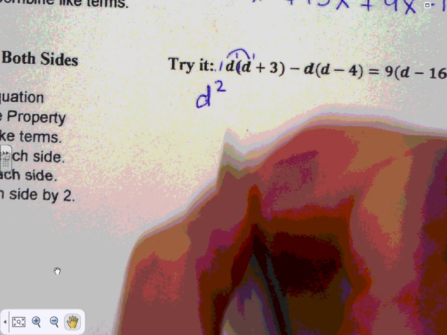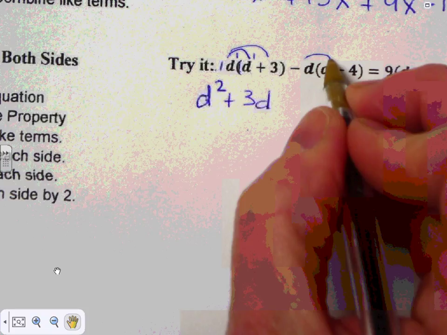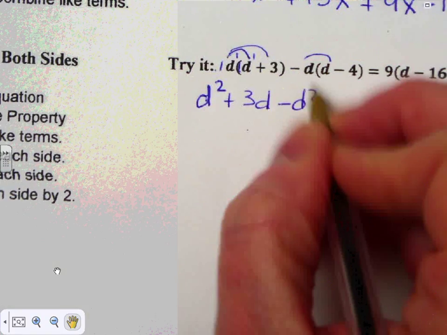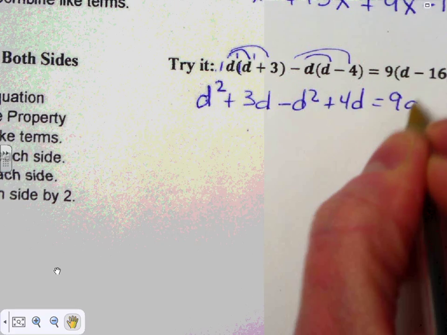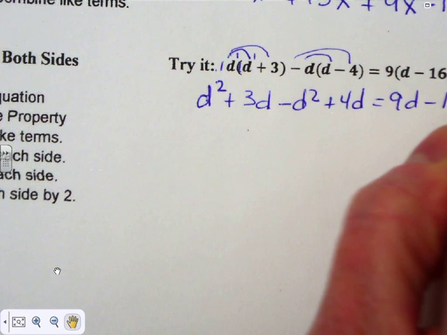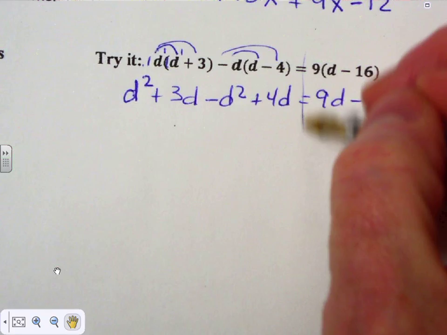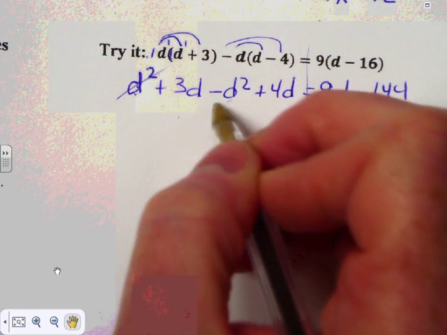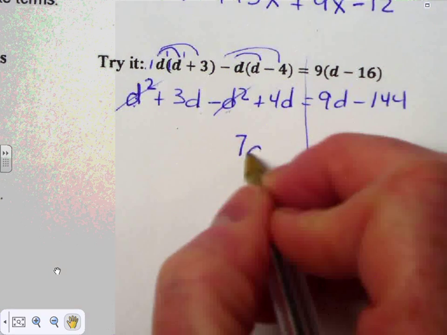Then multiplying to the 3, I get plus a 3d. Multiplying this, I get minus a d squared plus a 4d equals a 9d minus 144. Combining like terms before I start moving back and forth, these two d squareds are going to cancel each other out. I can add these two together to get a 7d.